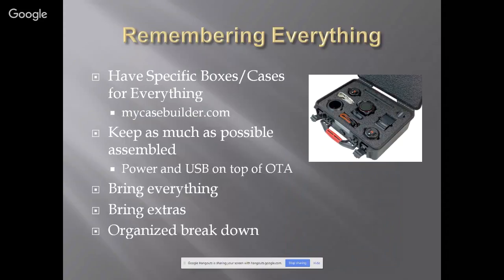My other suggestion is keep as much as possible assembled. I actually, on my wide field setup, I'll leave my camera installed on it with most of the cables attached. The only things I'll detach would be things that I'm afraid might jostle or really get damaged. But for the most part, I leave my camera, my dovetail, my power box, my USB distribution all together on top of it. And that way, of the 5 to 7 items that I'd have to assemble and plug all together, I'm not worried about it. I've got them all in one tight package.